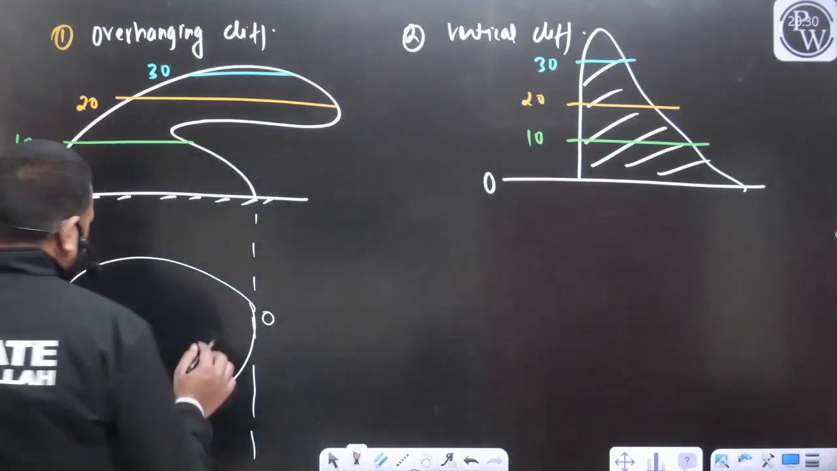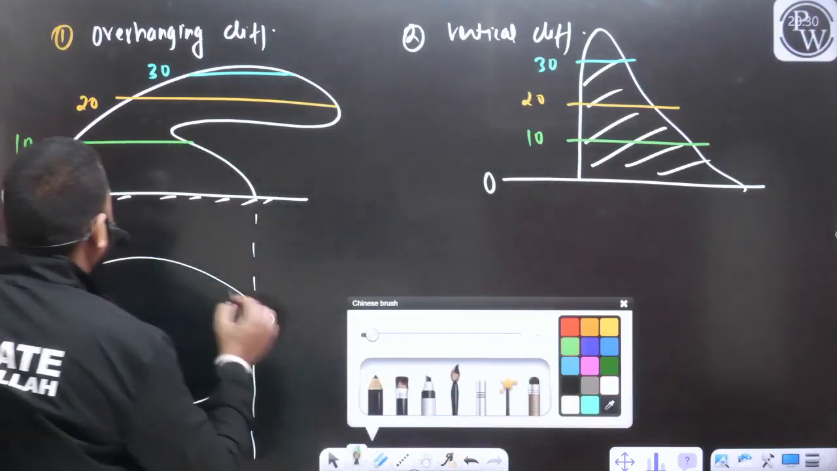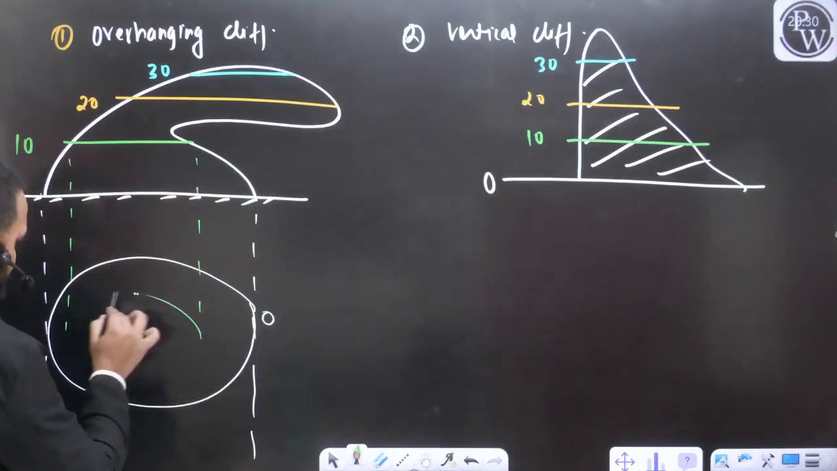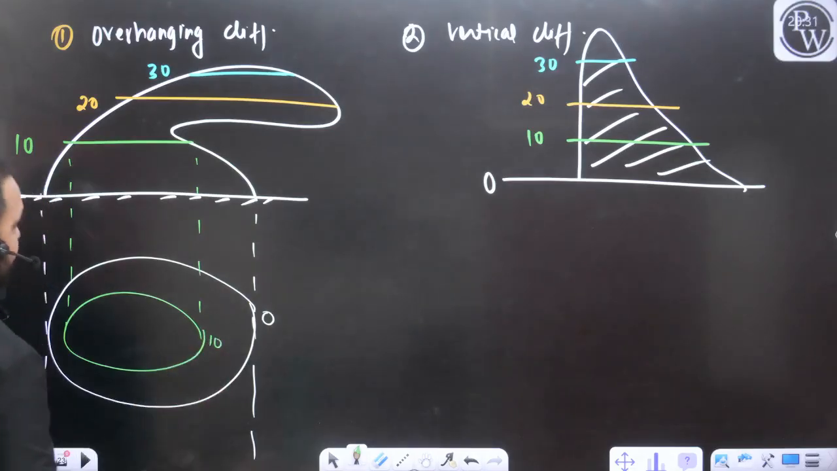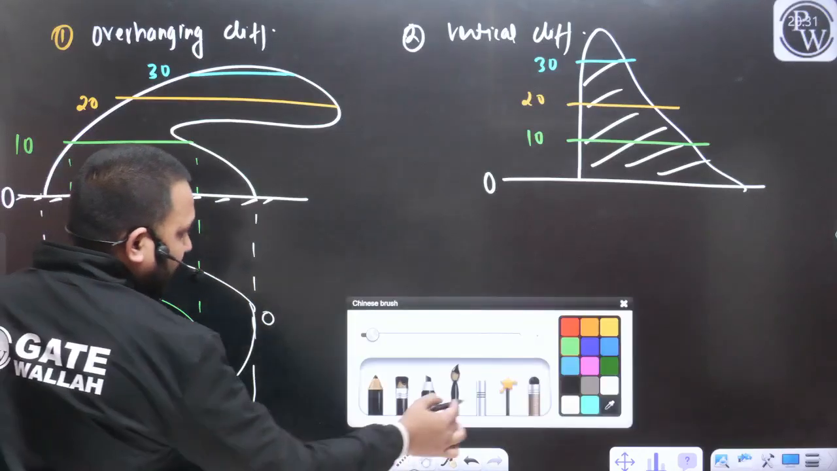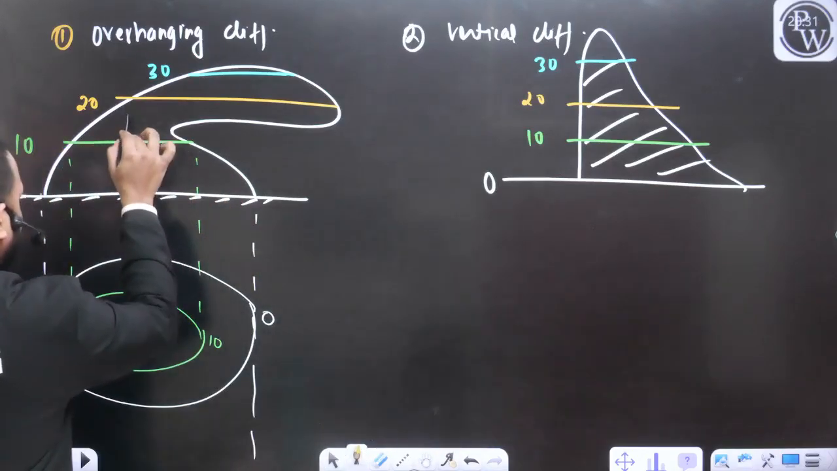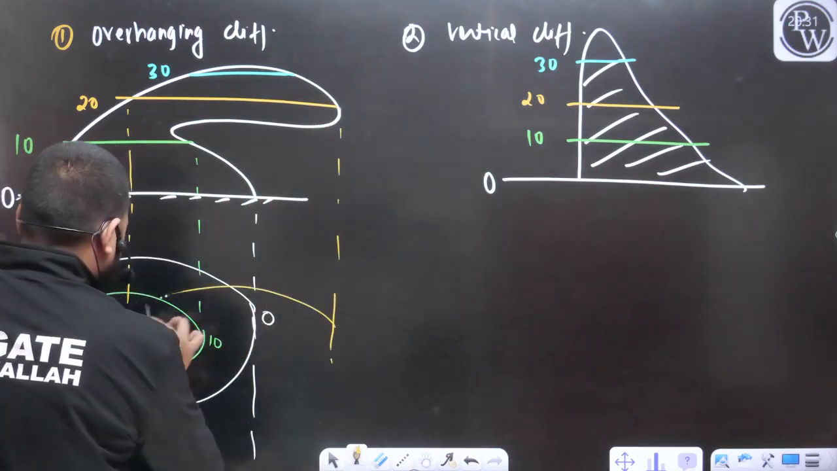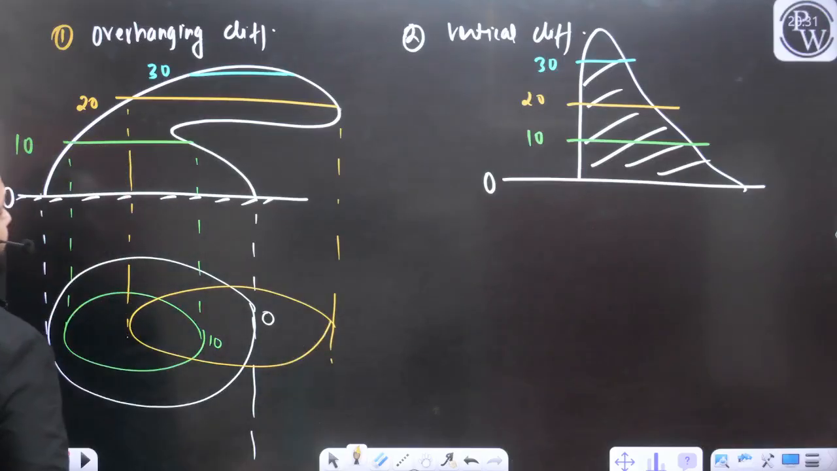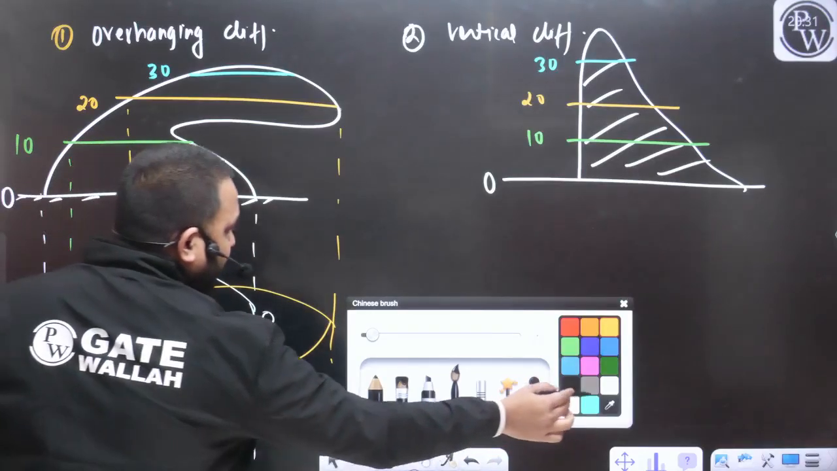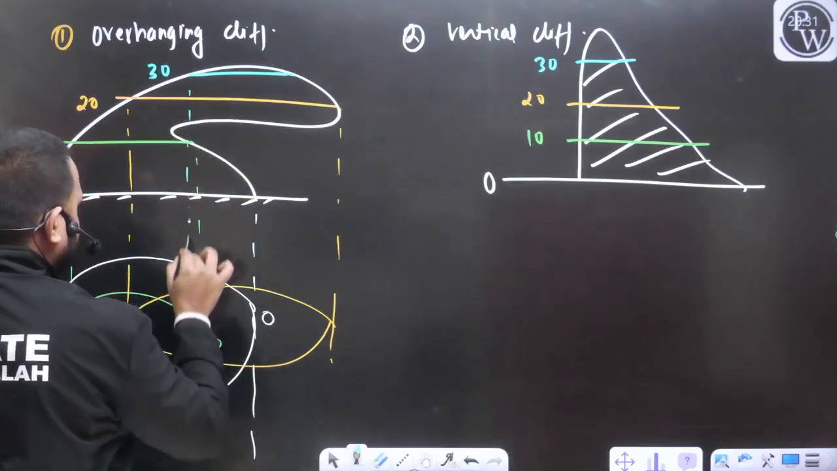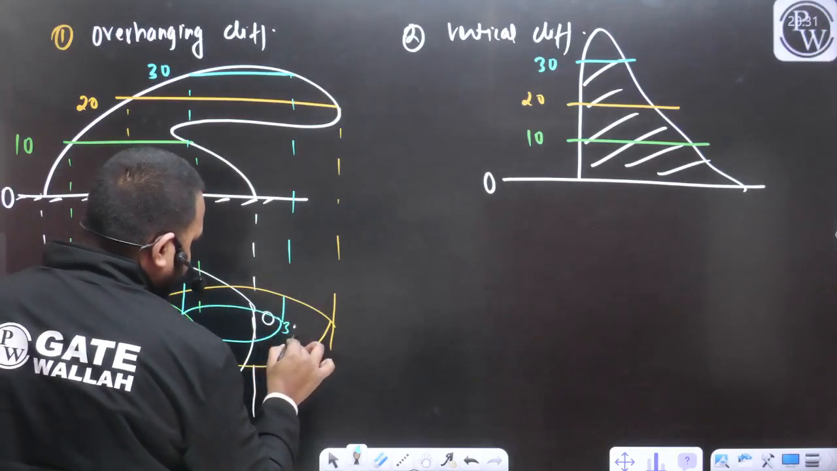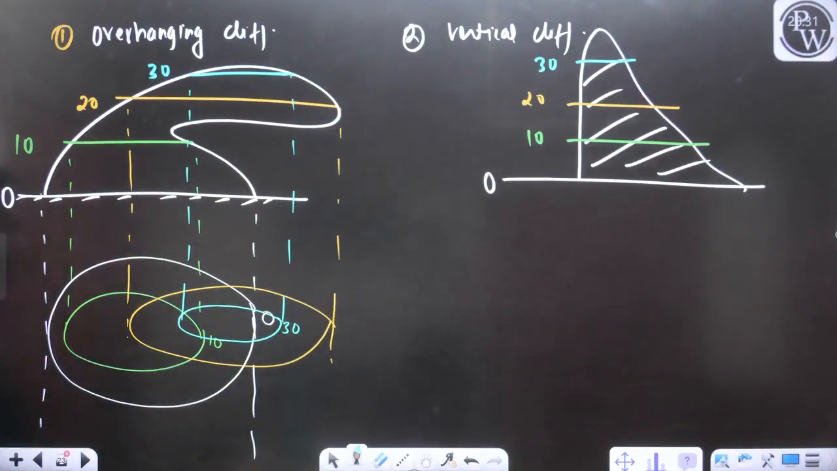So this is the contour of 10. Similarly, I can locate the contour of 0, and this is going to be the contour of 10. Now I want to locate the contour of 20. So this is going to be the contour of 20. And now I want to locate the contour of 30. The contour of 30 will be something like this.